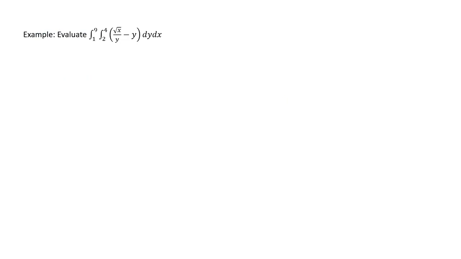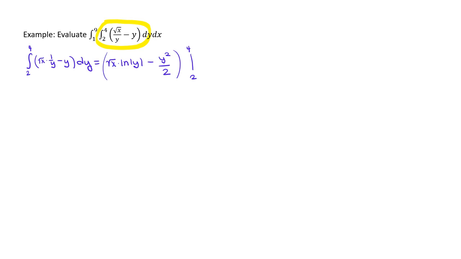All right, and so that's my final answer for this double integral. Here's another one. Let's integrate square root of x over y minus y. We're going to integrate it with respect to y and with respect to x. The y's go from 2 to 4, and the x's go from 1 to 9. So I'm going to start with that inside integral, integrating with respect to y first. So y is the variable, everything else is the constant. That first term, I'm going to think of as square root of x times 1 over y. The square root of x, I treat like a constant, and the 1 over y becomes natural log of y.